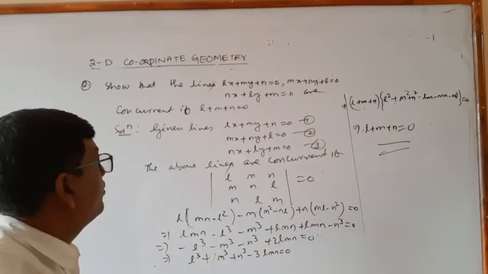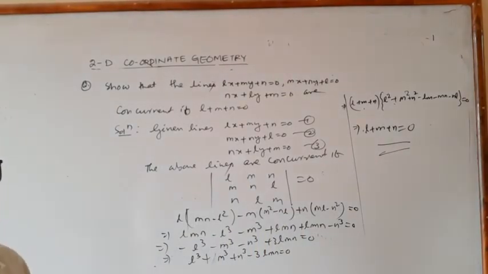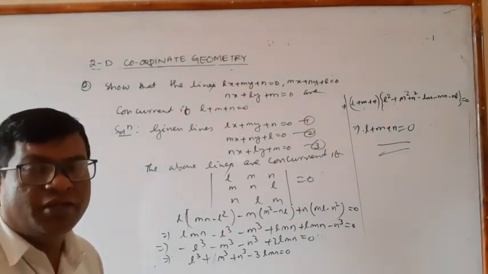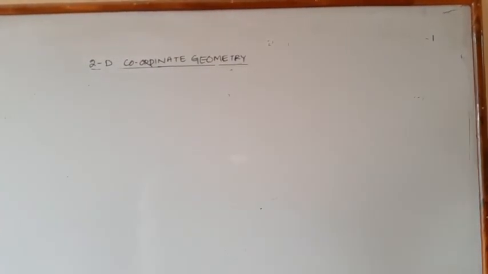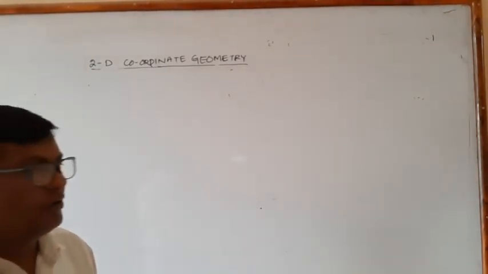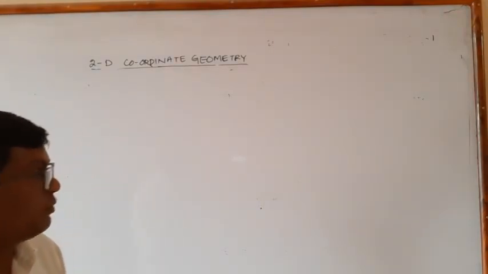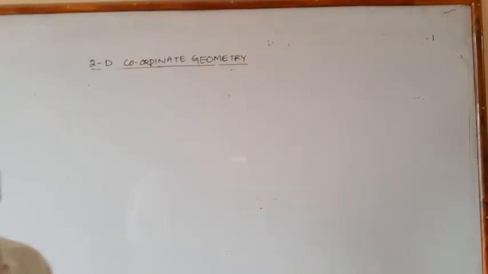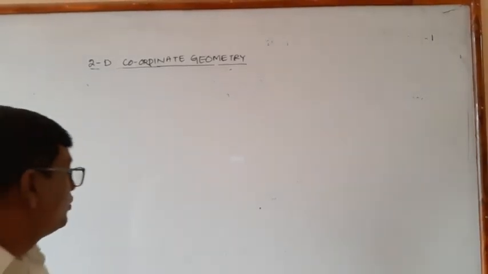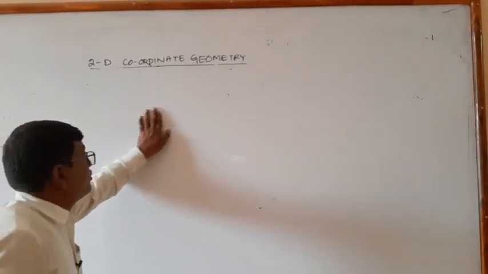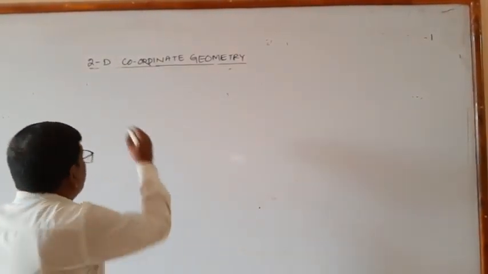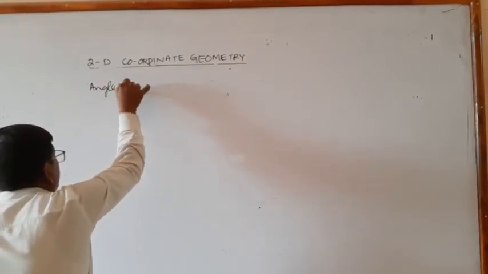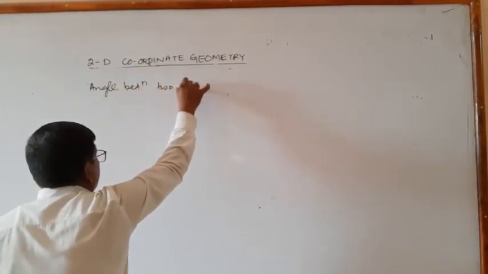Okay. Now how to find the perpendicular distance of a point from the line. Before finding the perpendicular distance between the point and line, let's discuss the angle between two lines.